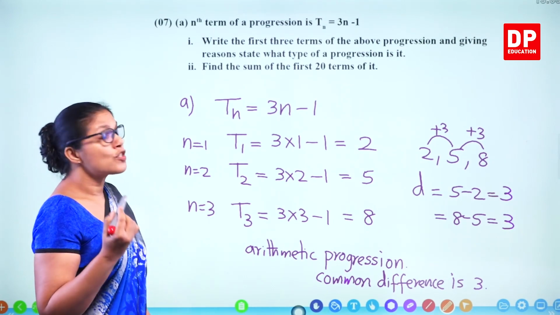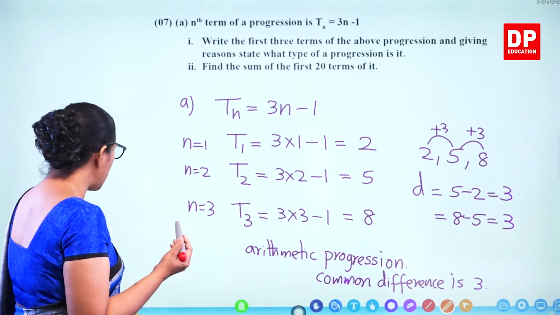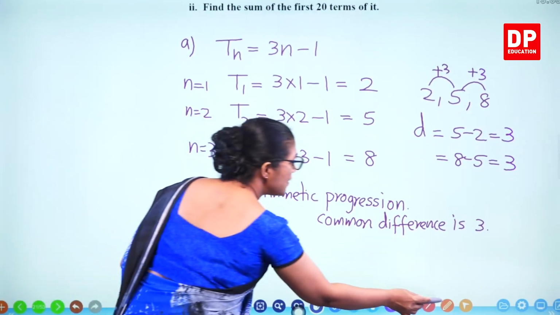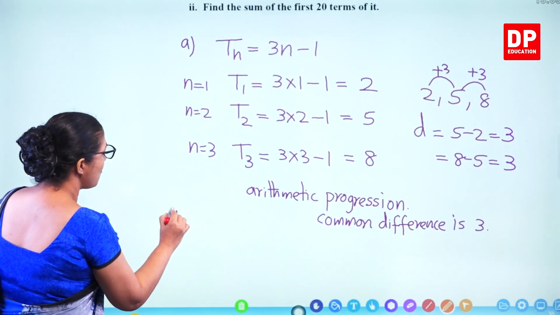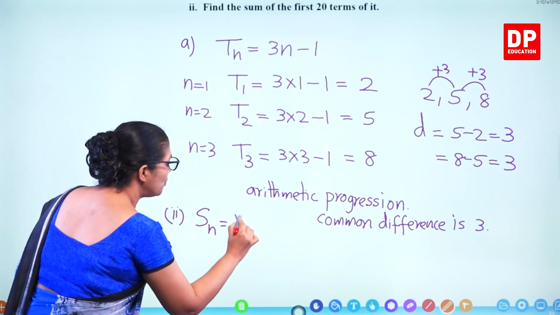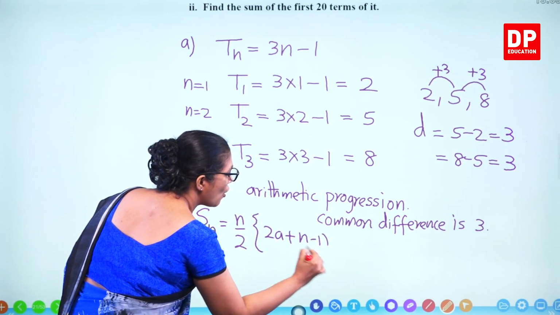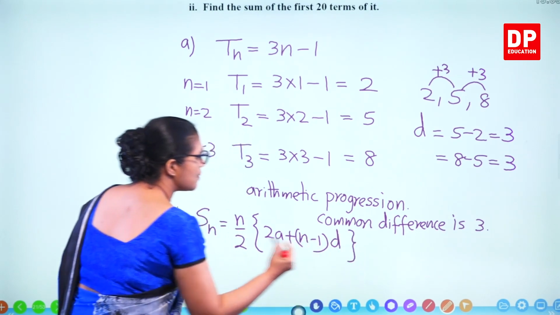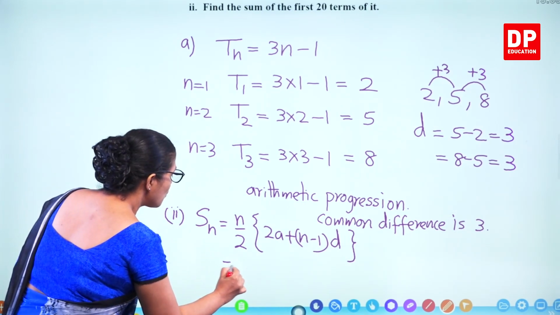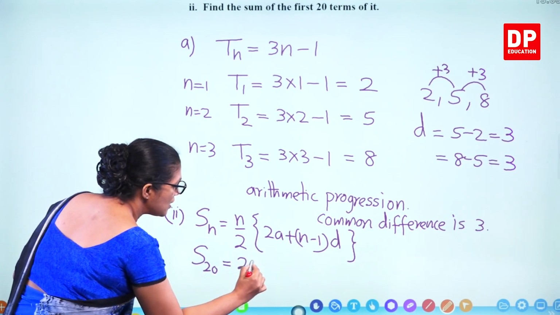Find the sum of the first 20 terms. So how do you find the sum of the first 20 terms? You can use the sum formula. This is arithmetic, so Sn equals n over 2 into 2a plus n minus 1 d, because we don't know the last term. If you know the last term, you can use the other formula, a plus l. So S20 we need. Substitute 20 for n.